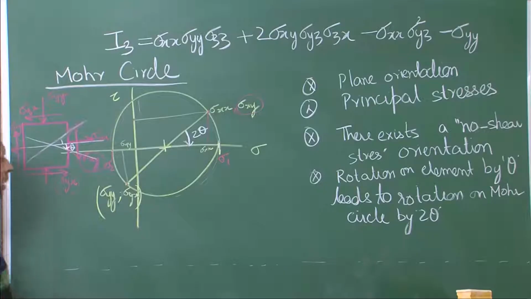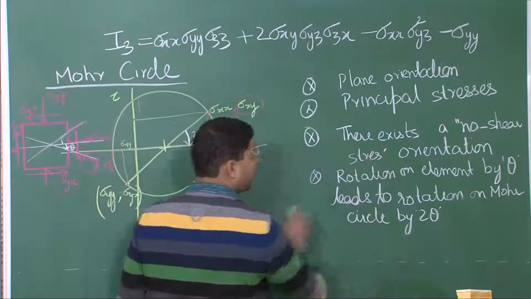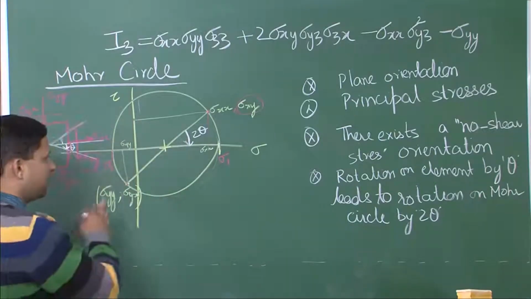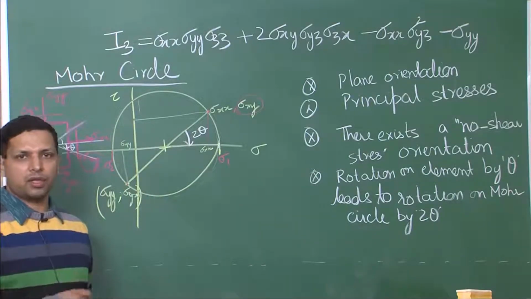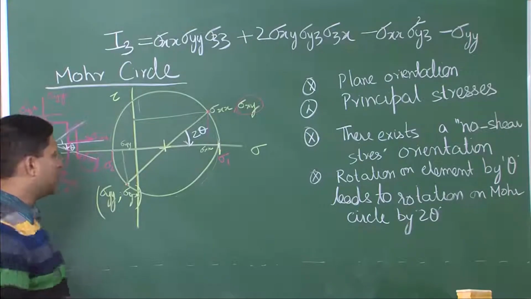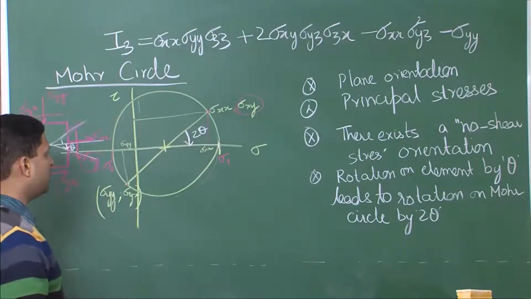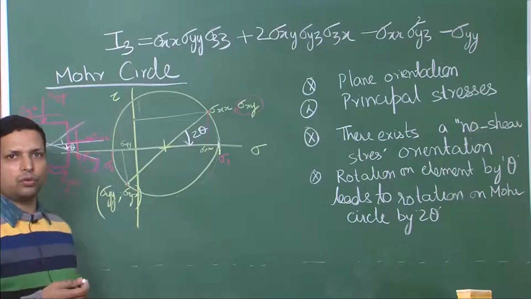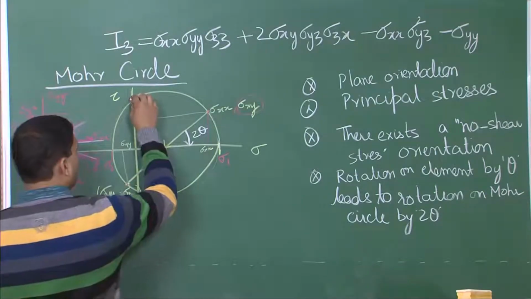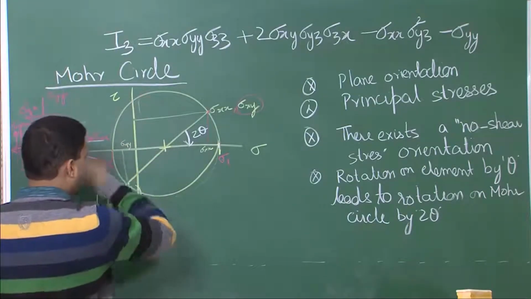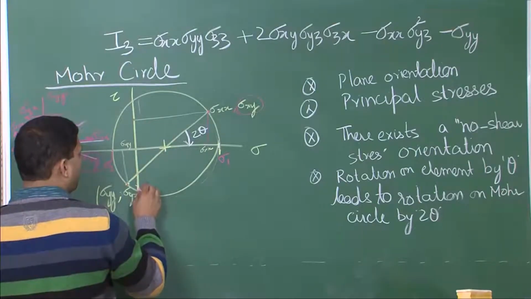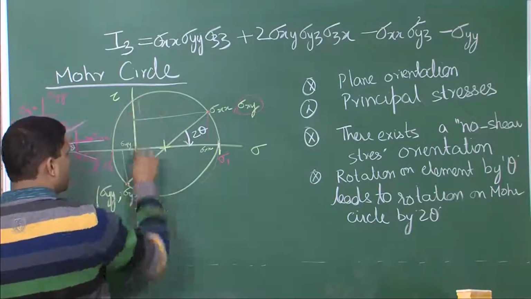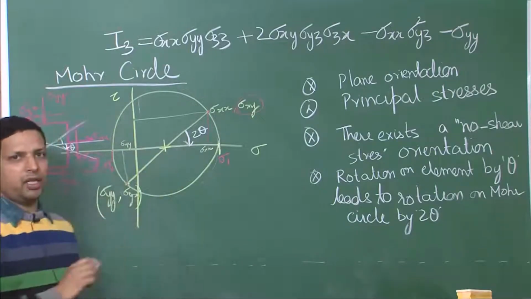Now, another thing that you would see is that we said that there exists a no shear stress orientation. Do we see a no normal stress orientation over here? What will be the condition where you will have no normal stress? One of these would have to be here and the other will have to be over here. But if you take this as the diameter, it will be a completely new circle.